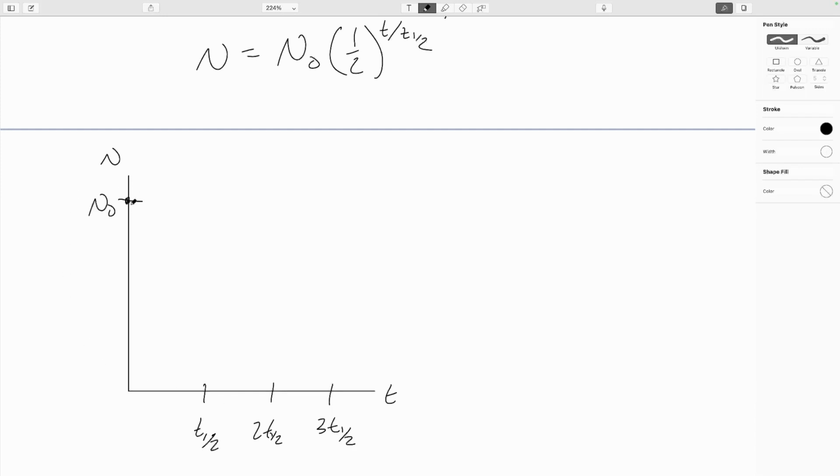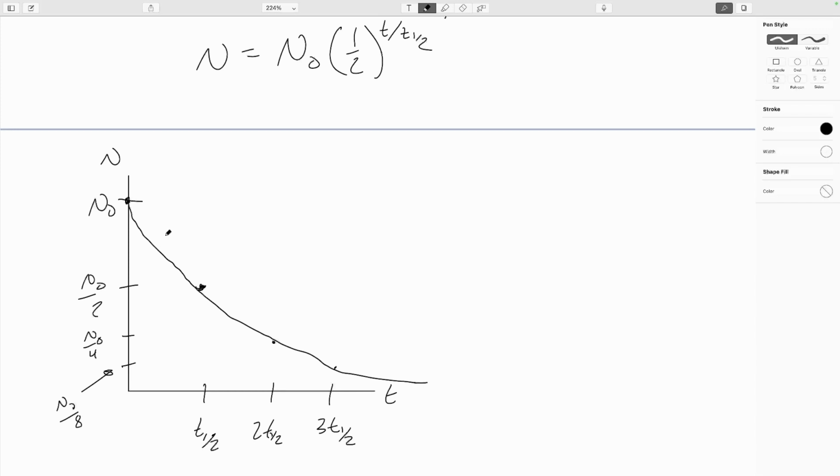So at time 0, I'll start with N naught of them. And then just very simply, after 1 half-life, I'll have literally half of them left. And then after 2 half-lives, I'll have 1/4 of them. And then after 3 half-lives, I'll have 1/8 of them. So it'll decay. It's an exponential decay like we've seen before.